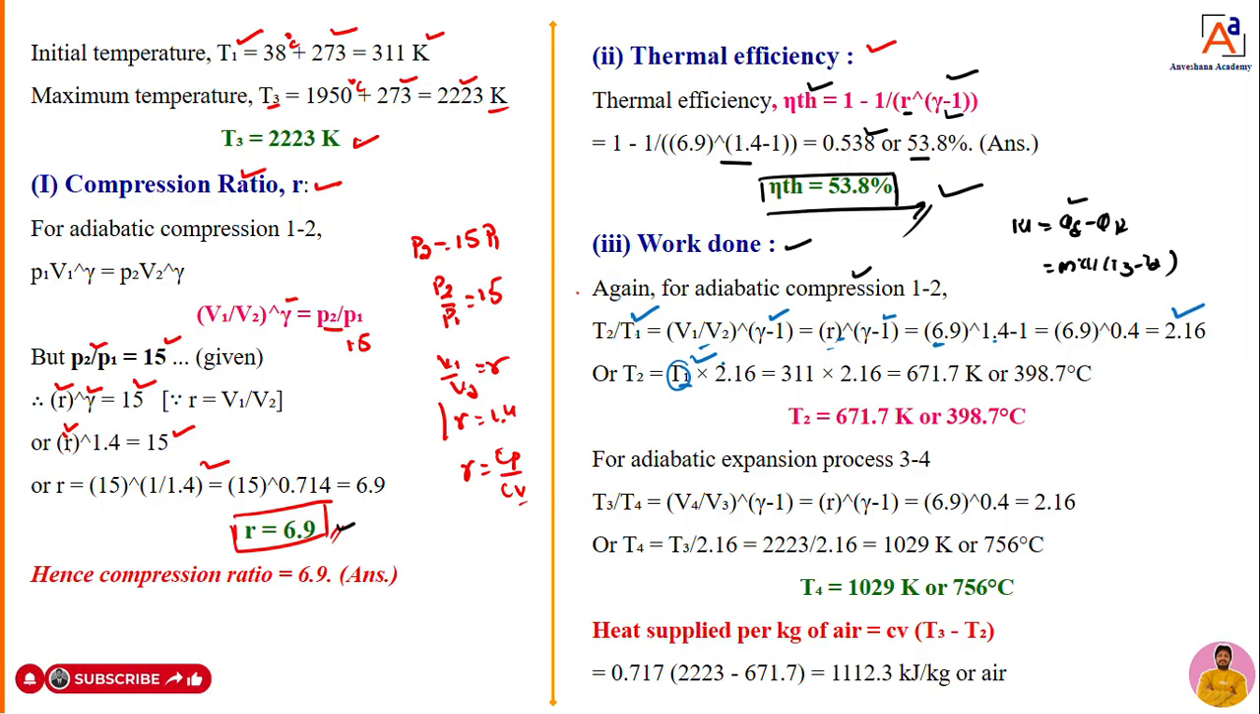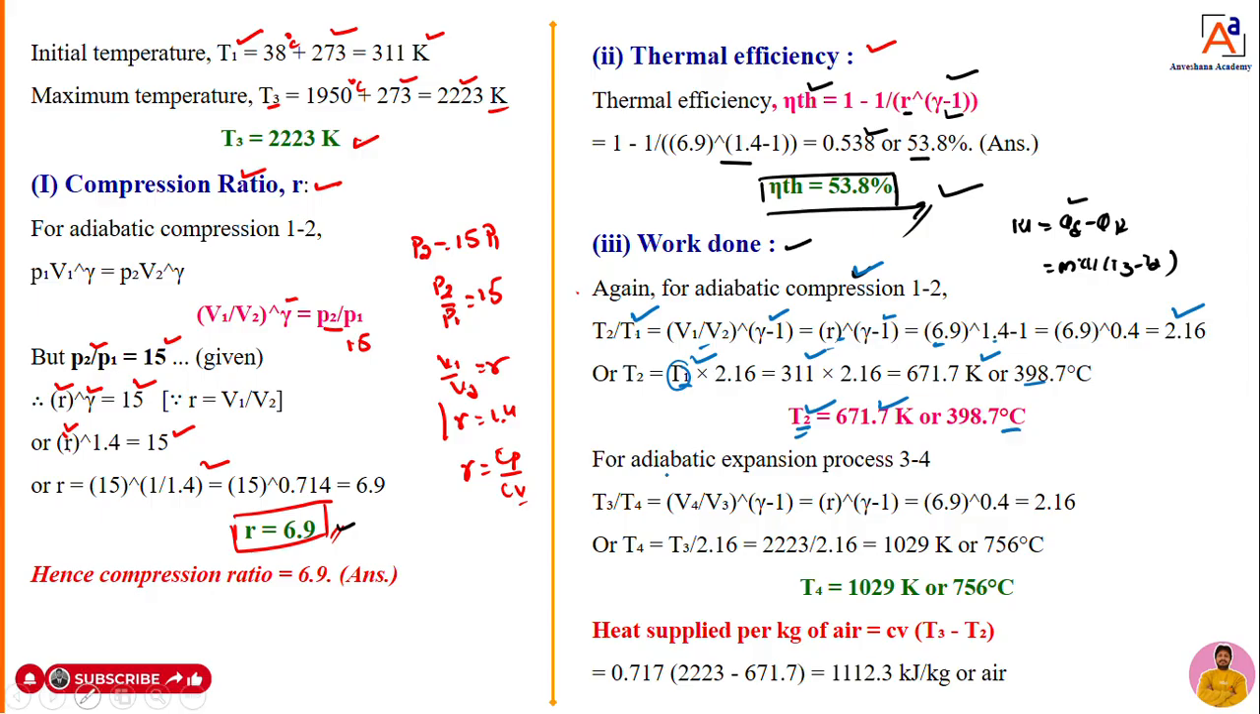Then what is T1? T1 he has already given in the problem. Because 38 degrees Celsius is given, you convert it into Kelvin. That means 311 into 2.16. That means 671.7 Kelvin. You can subtract 273, you will get 398.7 degrees Celsius. Either you can express temperature in the final answer in Kelvin or degrees Celsius. But when you are going to simplify, please try to put the answer in Kelvin to maintain consistency in the unit. That's fine. Now I understood T2. T2 you can take as 671 Kelvin or 398 degrees Celsius. Fine. Now where did you do this? You have taken it in the compression process.